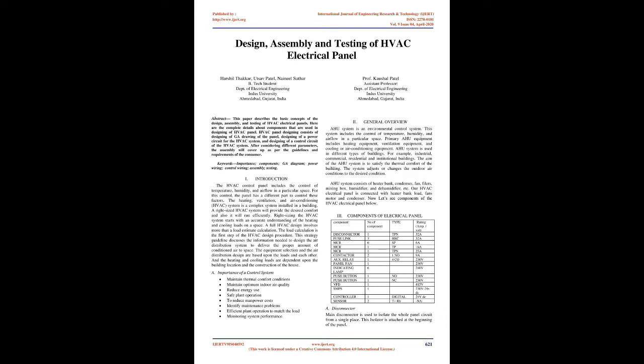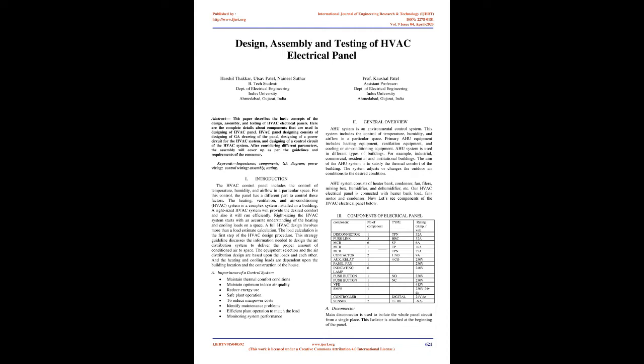AHU system consists of heater bank, condenser, fan, filters, mixing box, humidifier, and dehumidifier, etc. Our HVAC electrical panel is connected with heater bank load, fans motor, and condenser. Now let's see components of the HVAC electrical panel below.